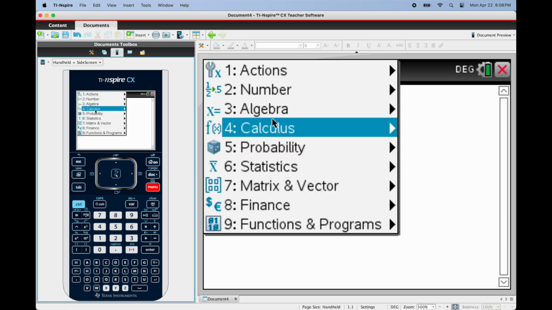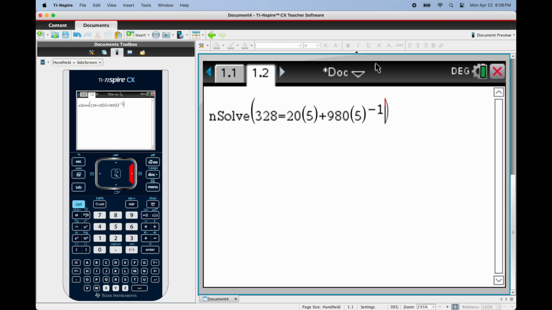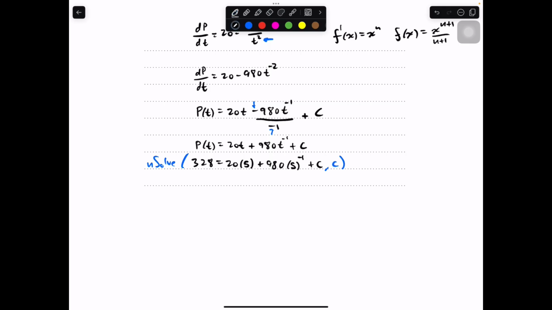Alright, menu, algebra, numerical solve. 328 equals 20 times 5 plus 980 times 5 to the negative 1 plus c, and then we'll ask the calculator to solve for c. Alright, and there it is, 32. Let's go back to the document and write that out. C is equal to 32.